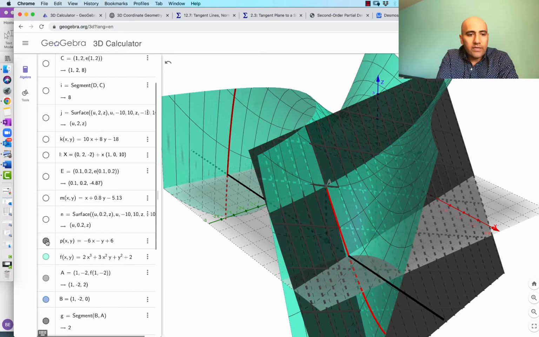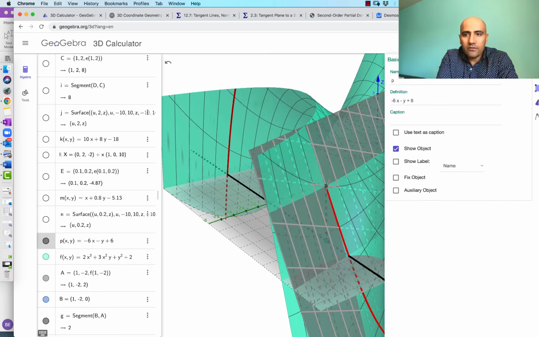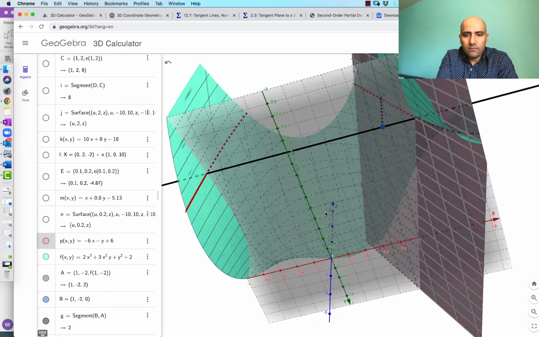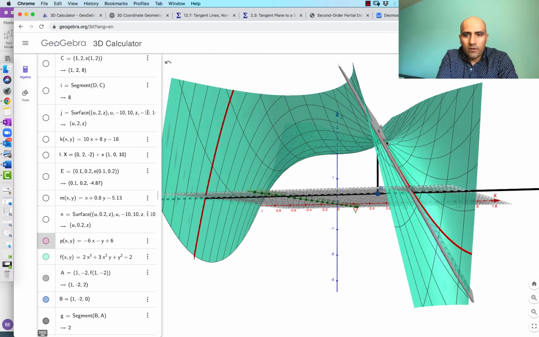Well, it looks pretty ugly. Maybe if we change the color, it might look a little bit better too. Okay, so it only touches it at one spot.